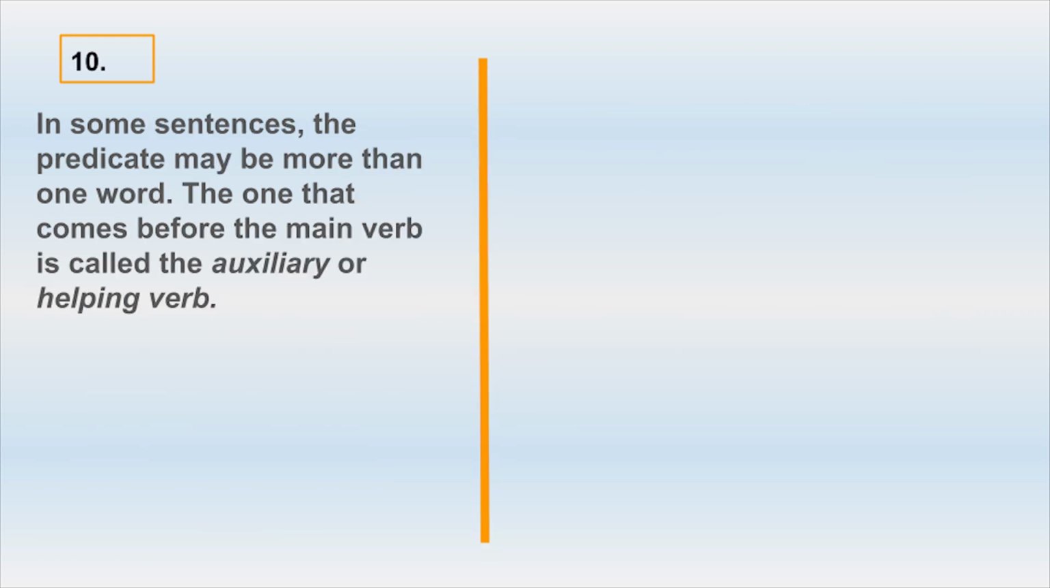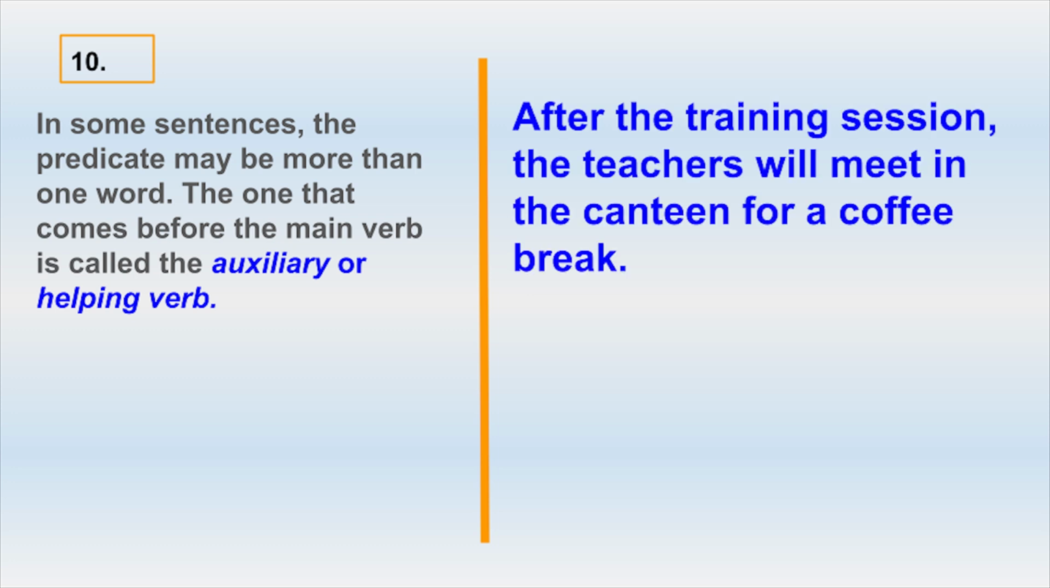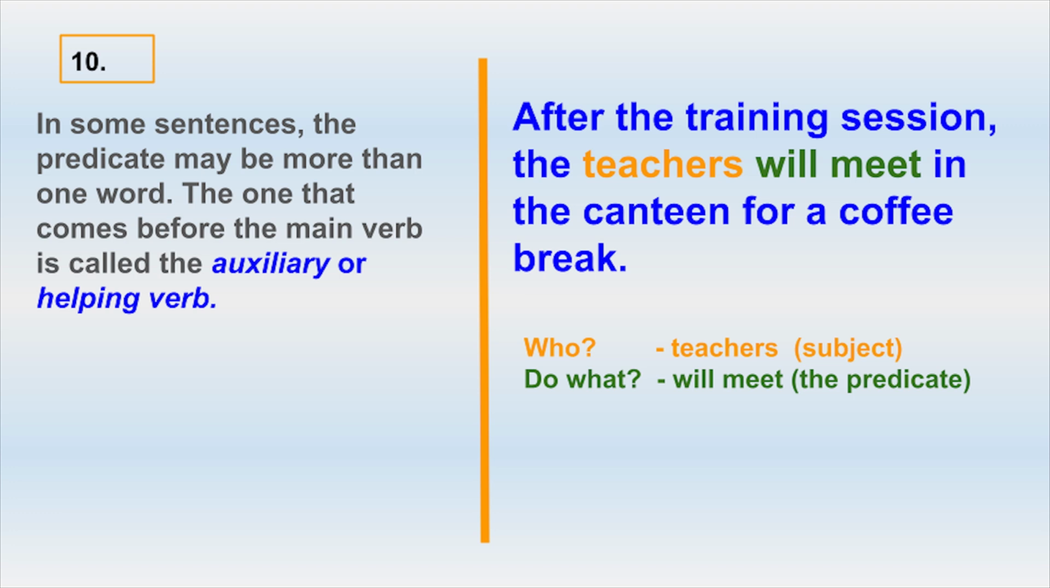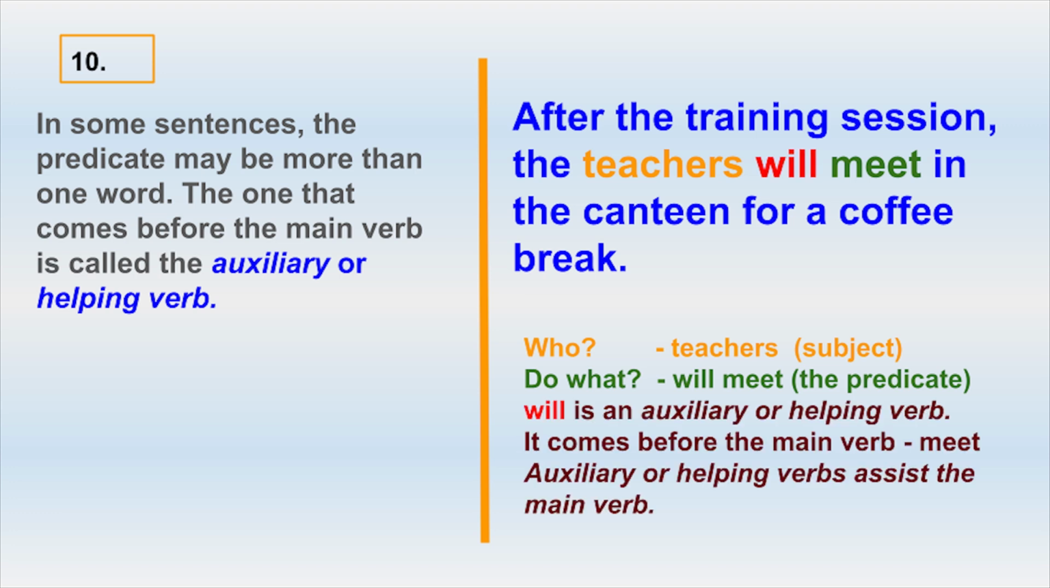In some sentences, the predicate may be more than one word. The one that comes before the main verb is called the auxiliary or helping verb. Let's look at this sentence. After the training session, the teachers will meet in the canteen for a coffee break. Who? The teachers. That's a subject. Do what? Will meet. That's the predicate. Will is an auxiliary or helping verb. It comes before the main verb, meet. Auxiliary or helping verbs assist the main verb.